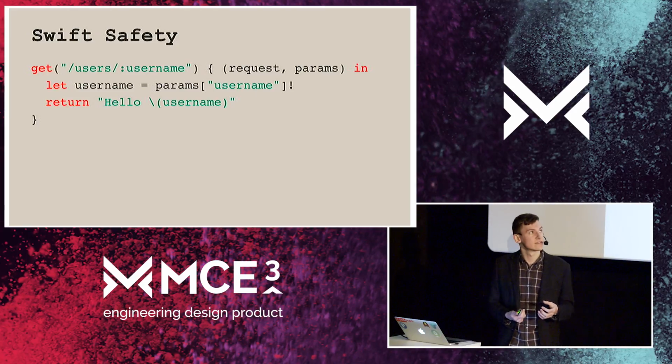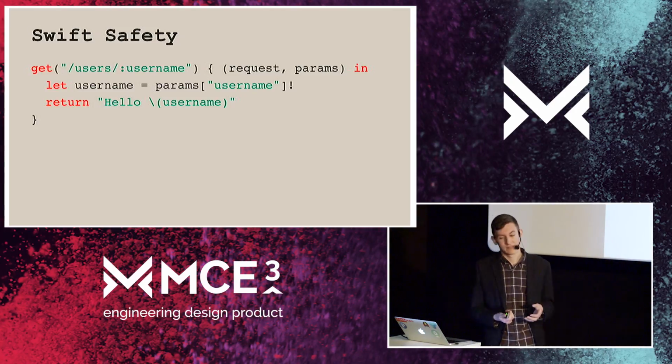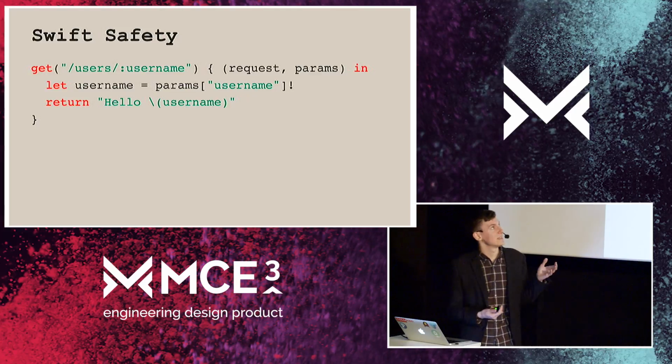We can utilize Swift's type safety and type system to enforce this at compile time. So if we made a typo during refactoring, this wouldn't compile. If you made a mistake in one of the strings, it wouldn't compile.